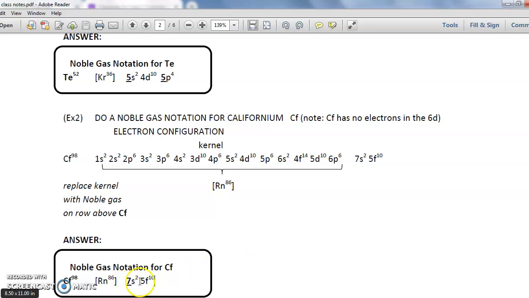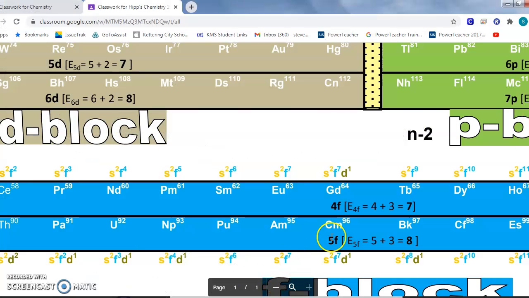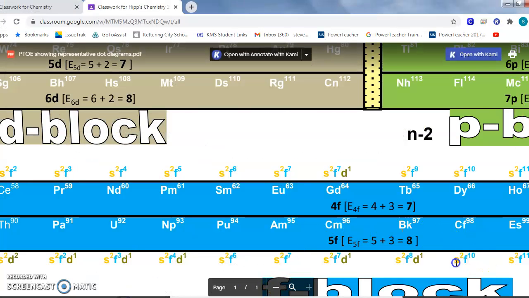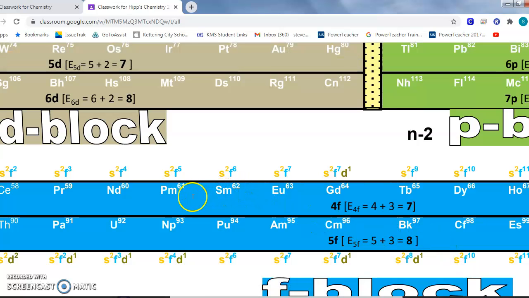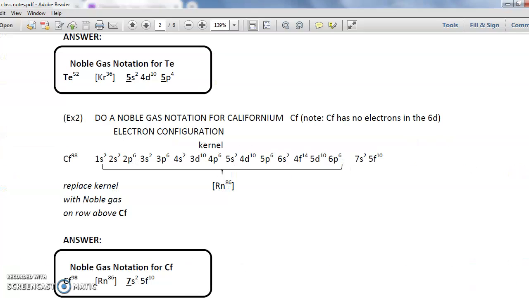86 and 2 is 88, and 10 is 98. Everything adds up, and I have a 7s2, 5f10, and it's an s2f10. So I'm going to look underneath right here, californium, s2f10. I know I've done the correct nearest noble gas notation.